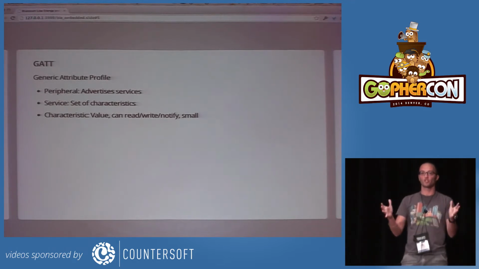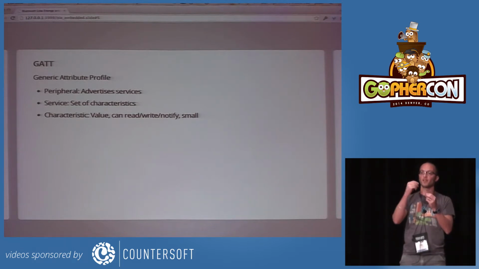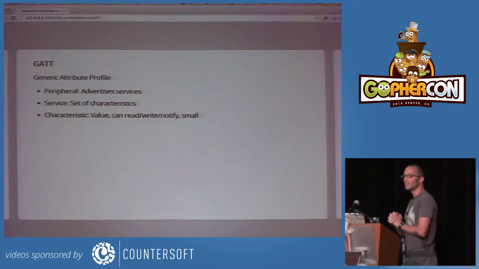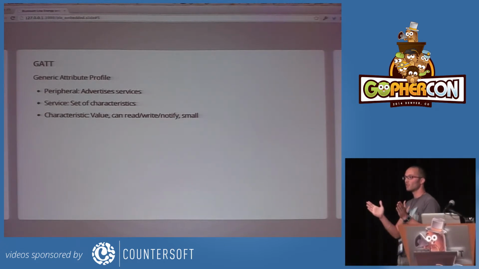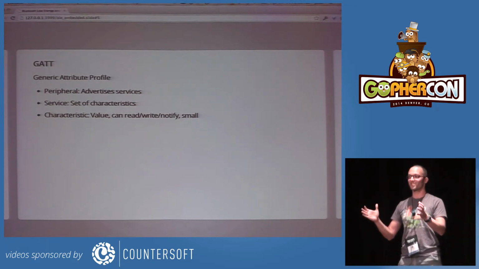Peripherals advertise services. So your thermometer says, hey, I'm a thermometer. It actually sends out advertising packets saying, I'm a thermometer. And these services that it advertises are nothing more than a sort of semantically grouped set of characteristics. What's a characteristic? I did promise.